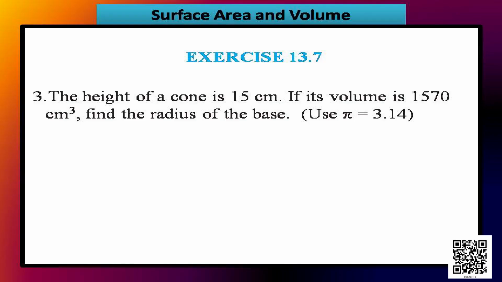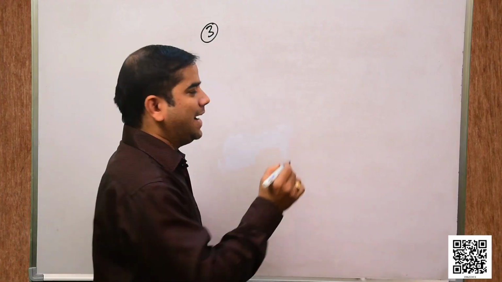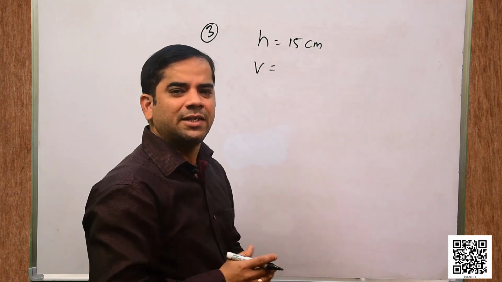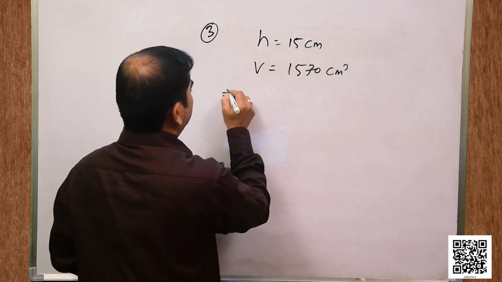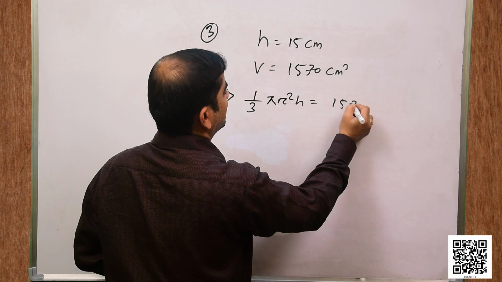It says the height of a cone is 15 centimeter. If its volume is 1570 centimeter cube, find the diameter of its base. Okay. And the instruction is given as to use pi as 3.14. So, let us solve the question. So, for question number 3, what are the given data? The height. Height is 15 centimeter and the volume is also given. Volume is 1570 centimeter cube. So, students, that means 1 by 3 pi r square h is equal to 1570.